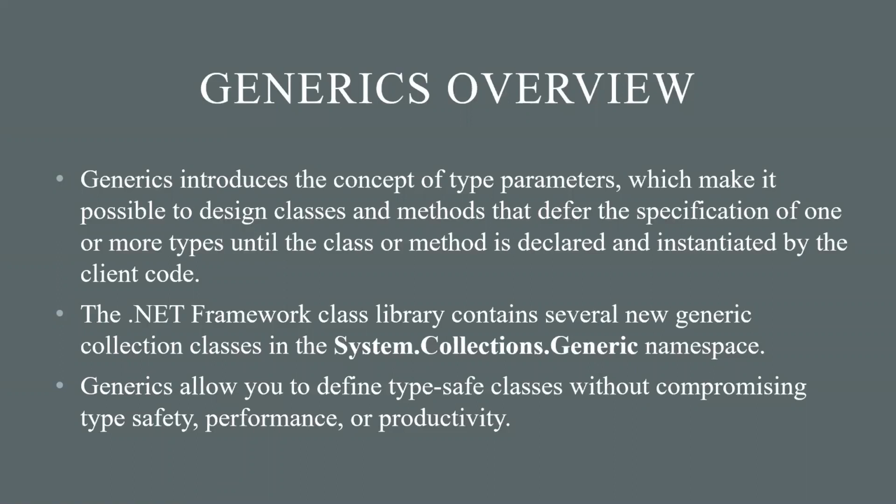The .NET Framework class library contains numerous generic collection classes, and they all reside in the System.Collections.Generic namespace. Generics basically allow us to have type safe code without compromising type safety, performance, or productivity.